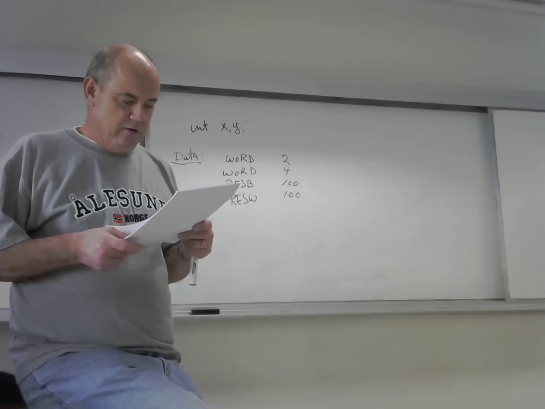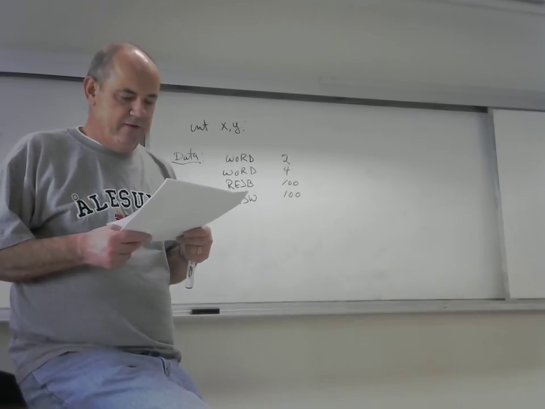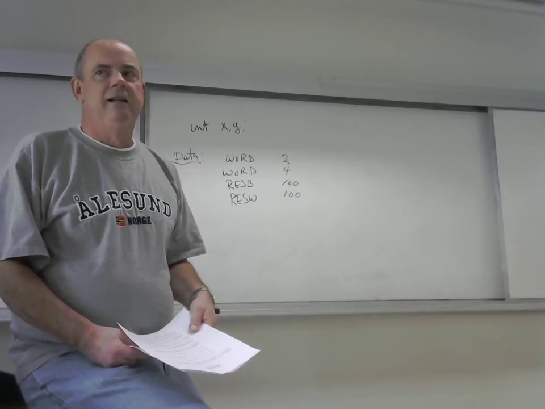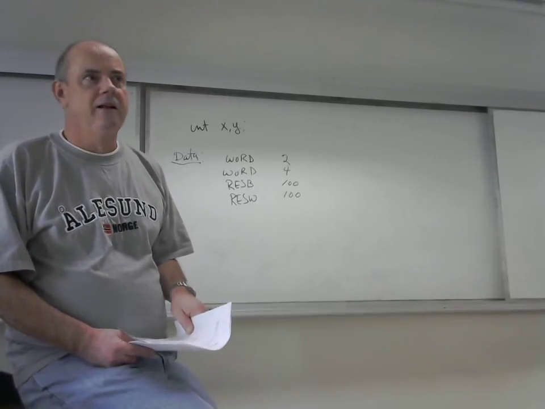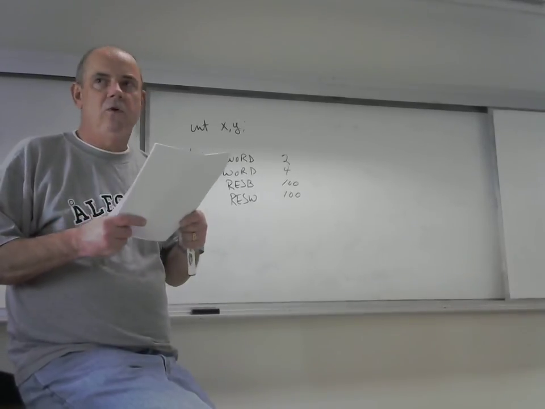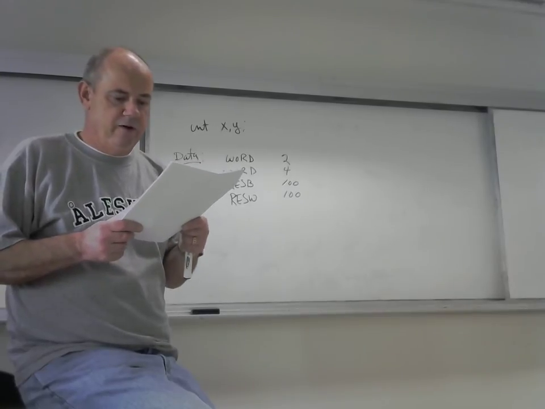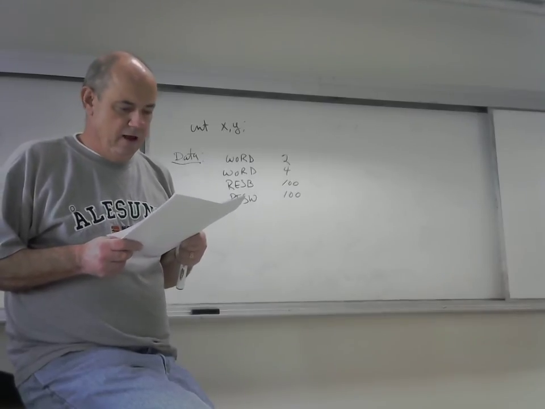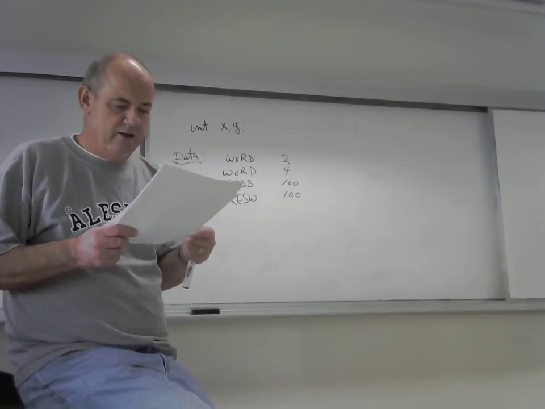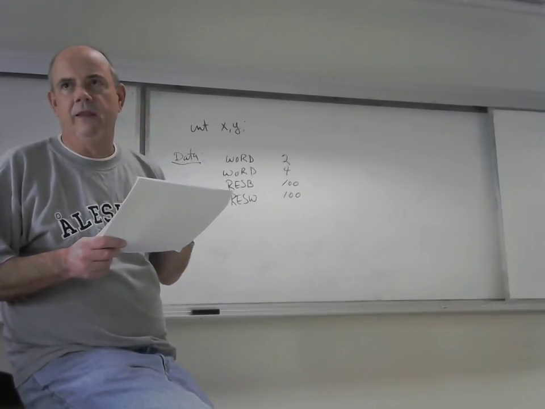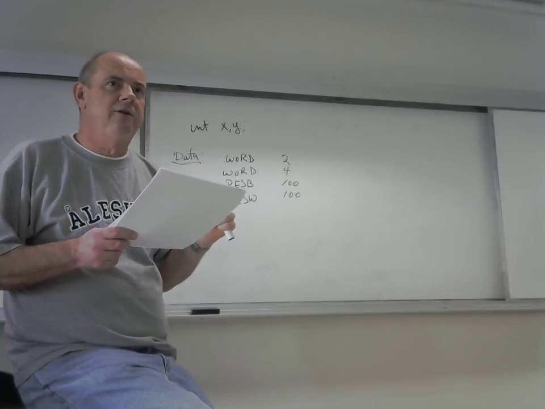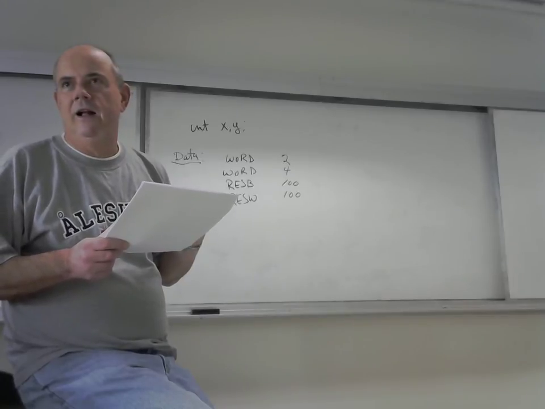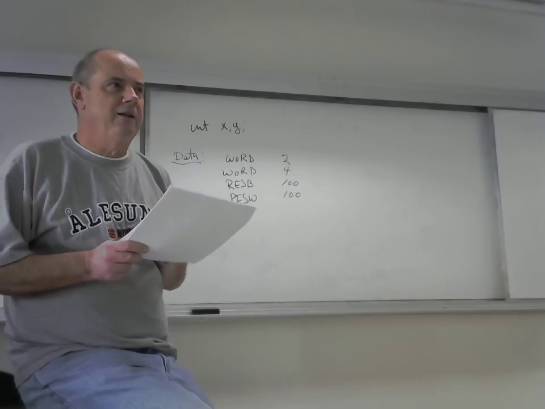Okay, what else do we have here? Location counter is a variable used during the assembly process. True or false? The location counter refers to a variable that's used during the assembly process. That's true. The program counter refers to a variable that's used during runtime. Is the program counter used during assembly time or during runtime? Runtime, it doesn't exist at assembly time.